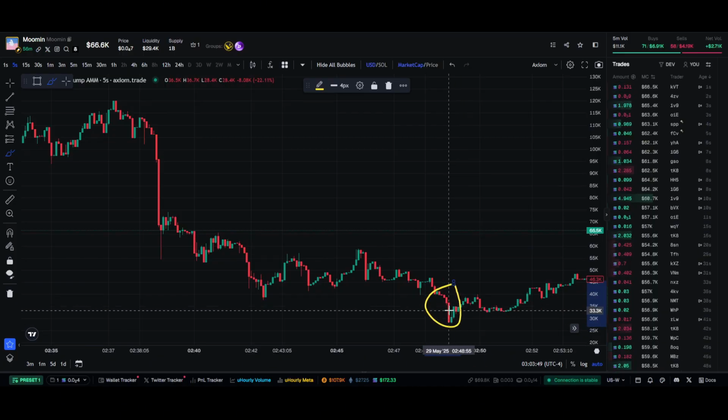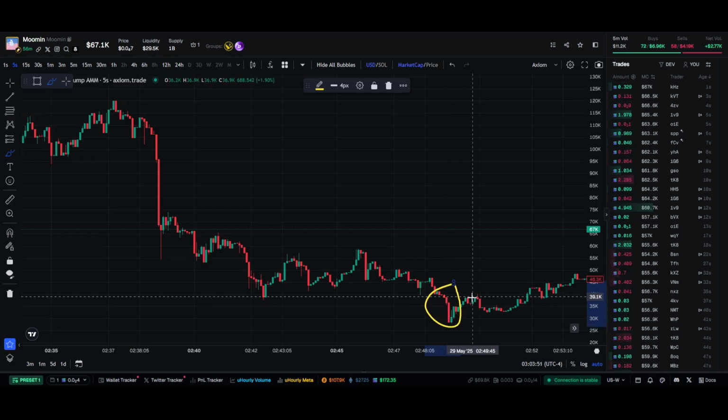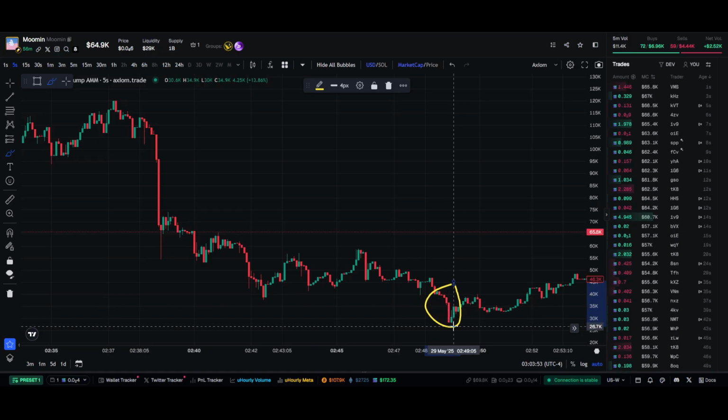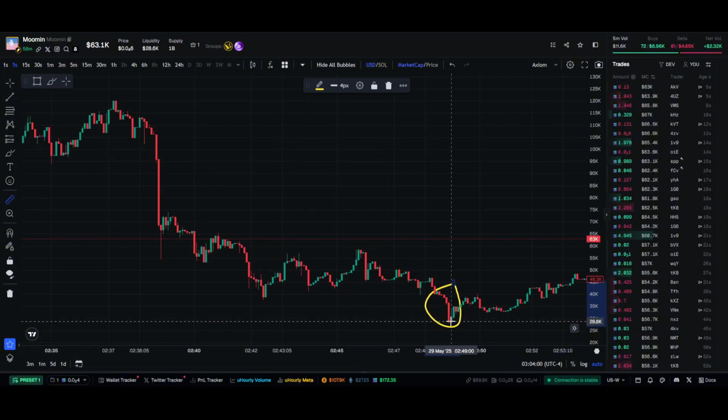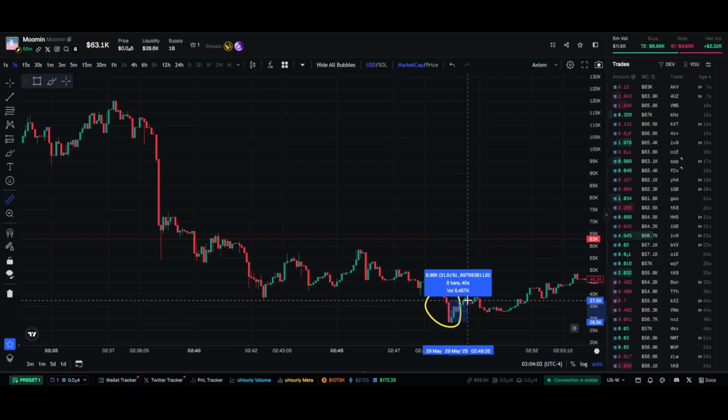1, 2, 3, 4, 5 candles, and then it pumped up a little bit. Let's see, 26 up to 37. Let's see what profit that was if you bought directly at the bottom. That was good, 37% right there.